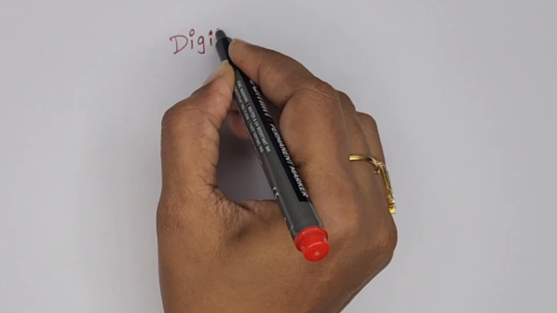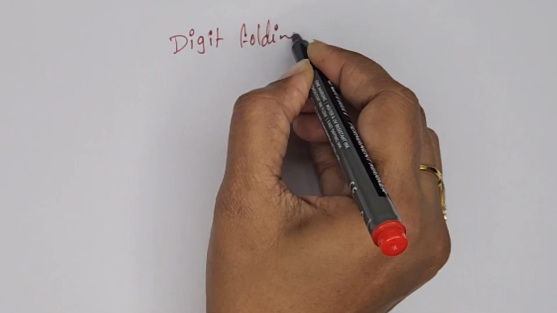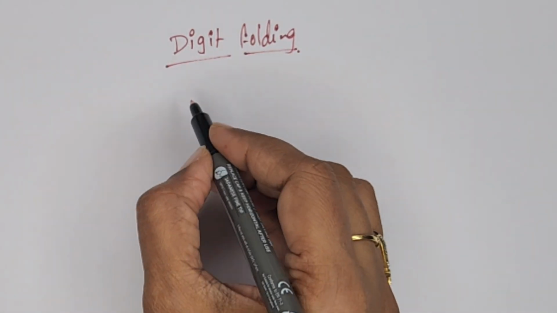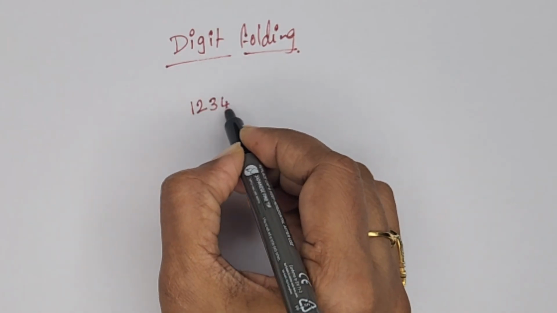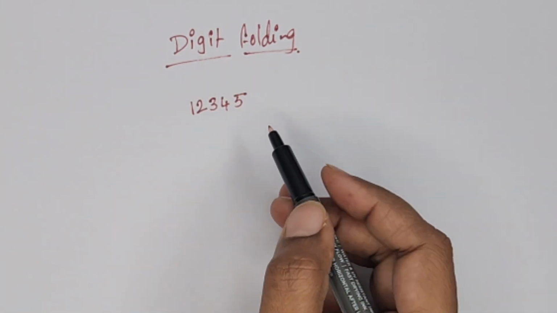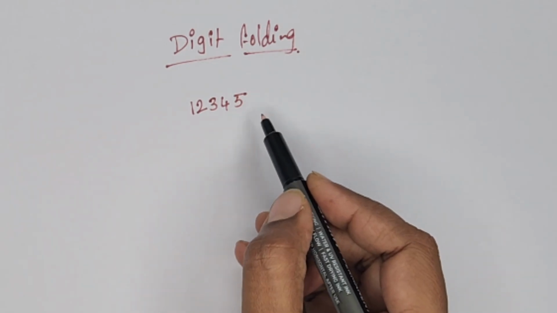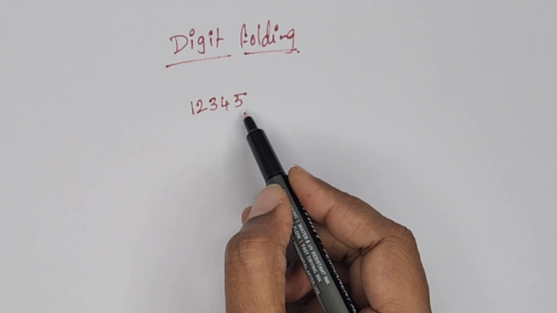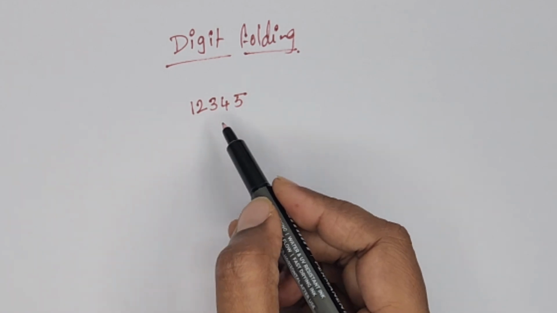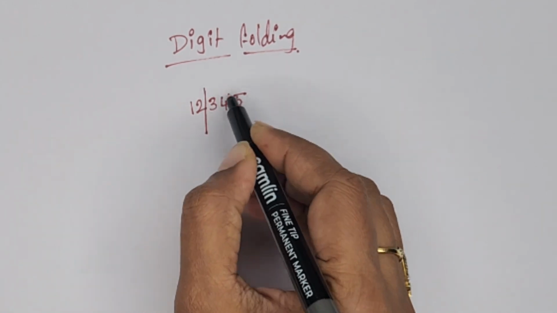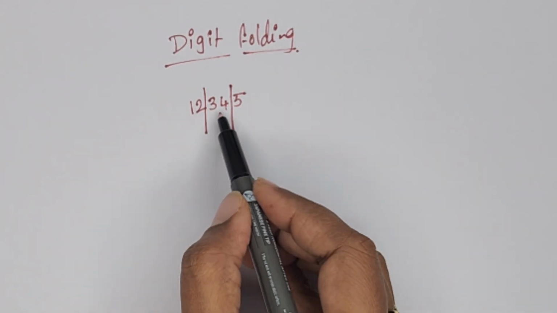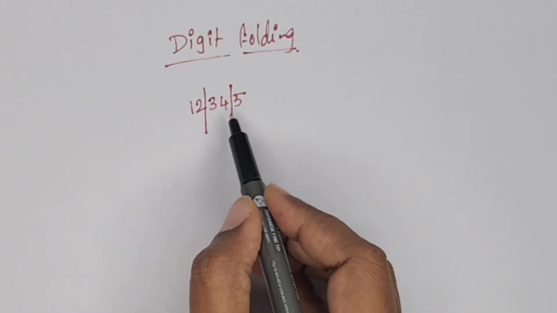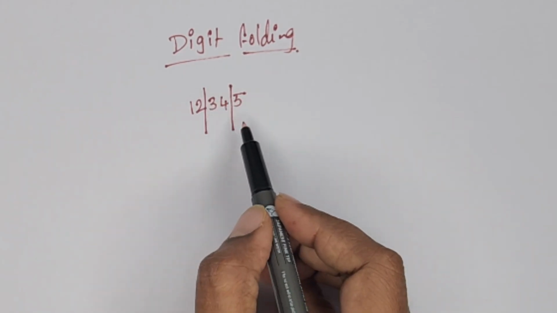Next method is the digit folding method. First, divide the key value into a number of parts. For example, if the number is 12,345, then we have to divide it into n number of parts. Each part has the same number of digits except for the last part. The last part can have fewer digits than the other parts. So I am going to divide into 3 parts. Now these 2 parts have the same number of digits, 2, except the last one. It can have fewer digits than other parts. Like this we have to divide.